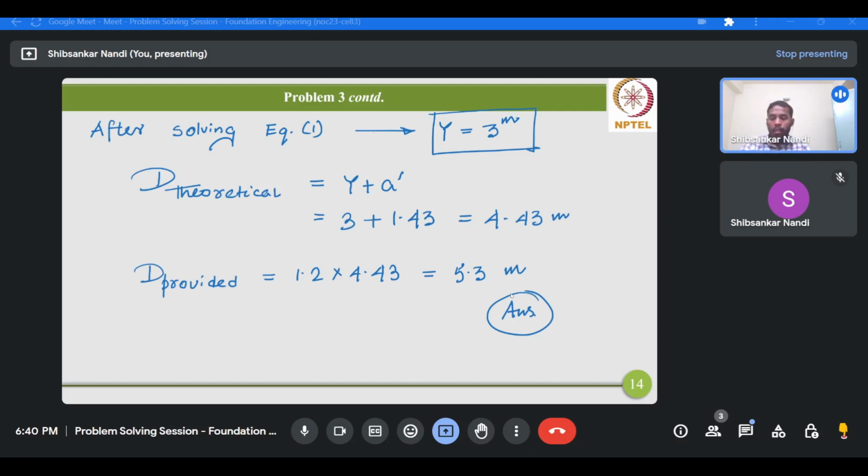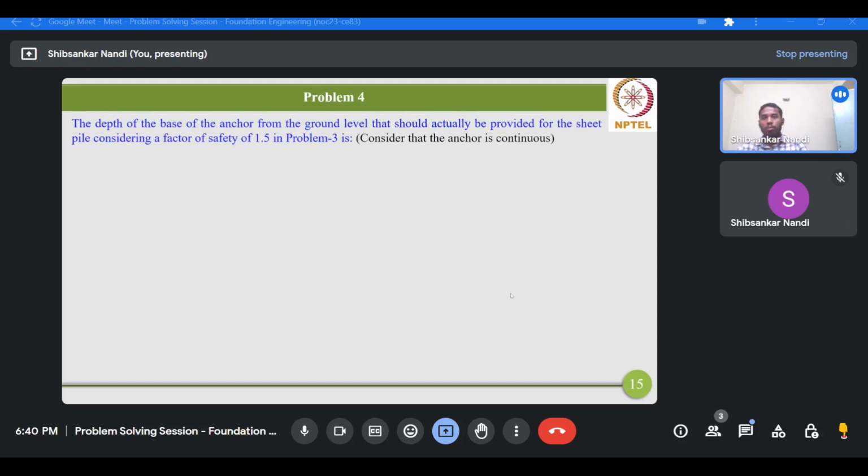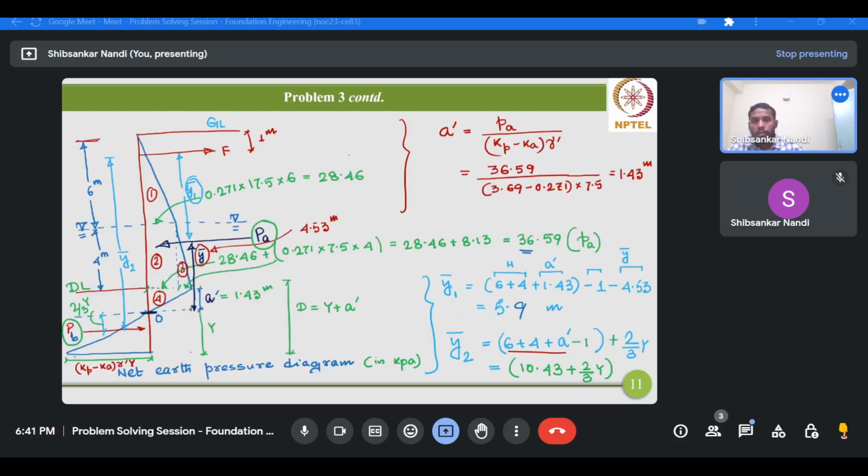If you don't have any confusions or doubts so far, we'll move further. We'll take problem 4, and this is basically a continuation of problem 3. In problem 3, we have determined the embedment depth, the actual depth which should be provided in the practical scenario by considering 20% more value of the theoretical depth. Now in this problem we'll try to determine the depth of the anchor, where this anchor should be placed.